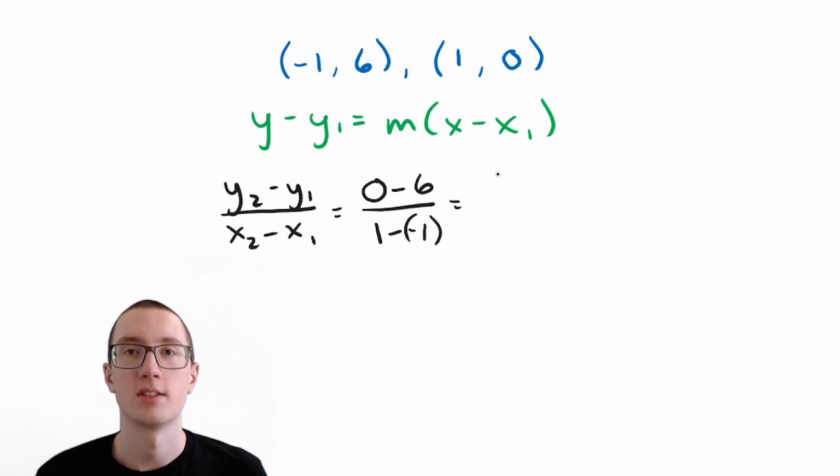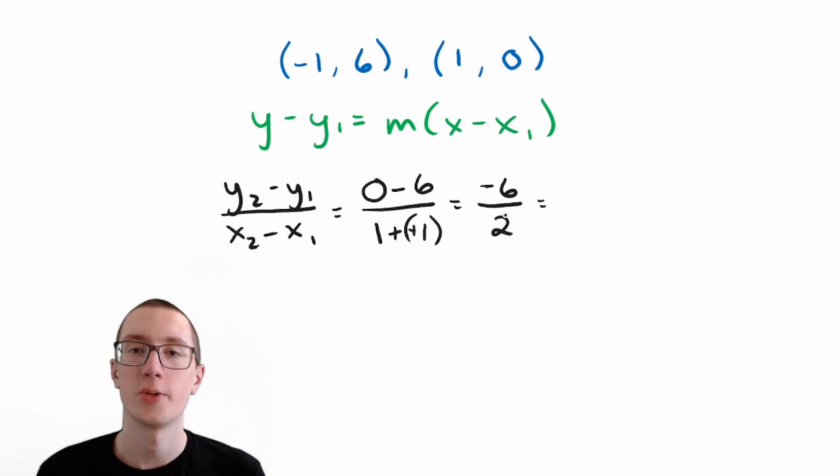0 minus 6 is -6. And two negative signs here. Remember, these make a positive. So we're left with 1 plus 1, which is 2. So now 6 divided by 2 is 3. But we do have a negative sign here, so we have to put that in the answer as well. And our final m is -3.